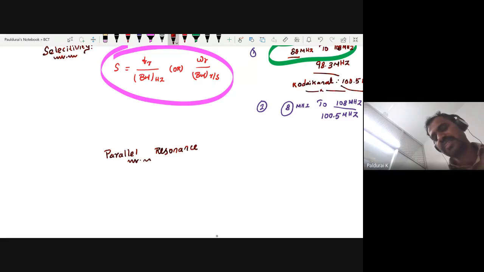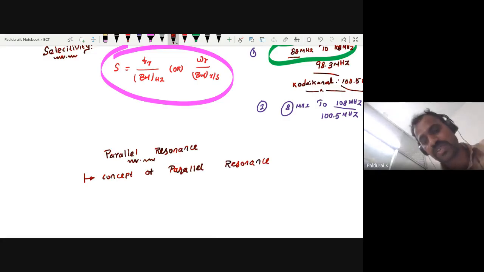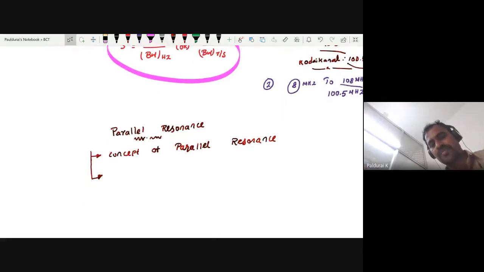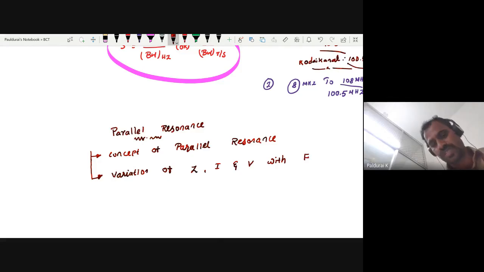What we discussed in series resonance, the same thing we want to discuss in parallel resonance. So here also I want to start with the concept of parallel resonance first. When parallel resonance occurs, what is the resonance frequency? Then we want to discuss what is the variation of impedance, current and voltage with respect to frequency.